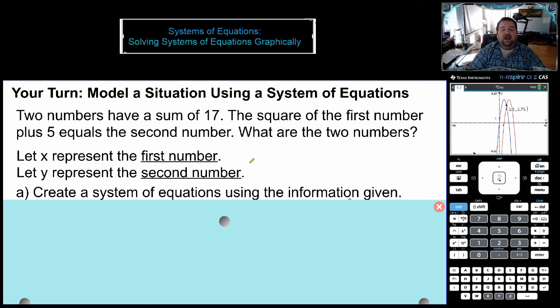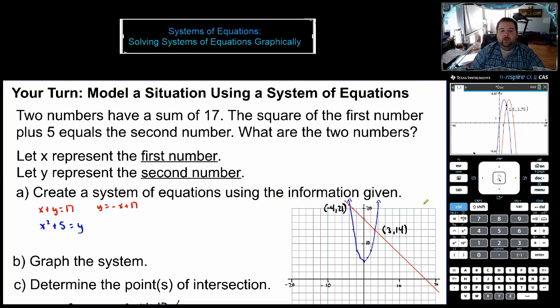Okay, welcome back. I have the solution here for you. Let's go through it. So two numbers have a sum of 17. X is the first number, y is the second number. So two numbers added together, the sum of two numbers equals 17. That's the first part of this. And then of course you want to isolate y. So y is equal to -x plus 17.